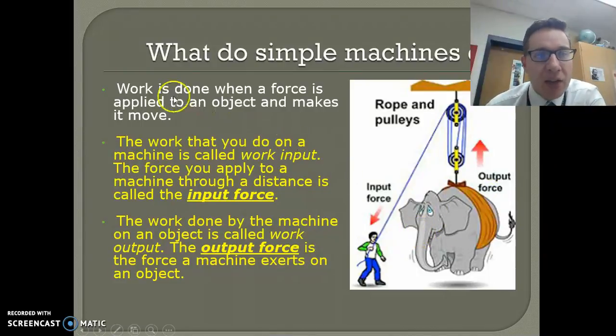So, real quick to recap, work is done only when a force is applied and some type of object moves. So if I input force here on the pulley, the output force is the elephant lifting up.